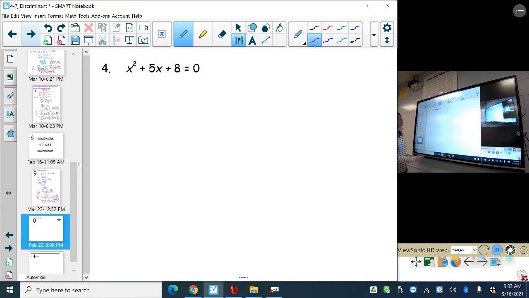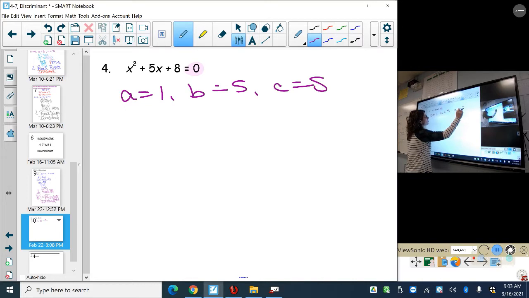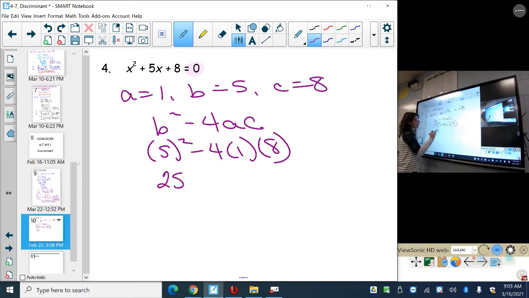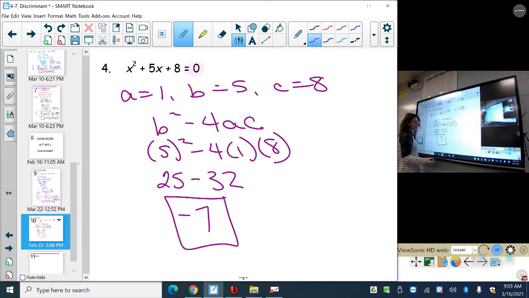Next, number 4. Set this thing equal to 0. It already is. So a is equal to 1, b is equal to 5, and c is equal to 8. So b squared minus 4 times a times c. So that's 5 squared minus 4 times 1 times 8. 5 squared is 25. Oh, there's only one negative. 4 times 1 is 4, times 8 is 32. This gives me negative 7. That is my value for my discriminant.